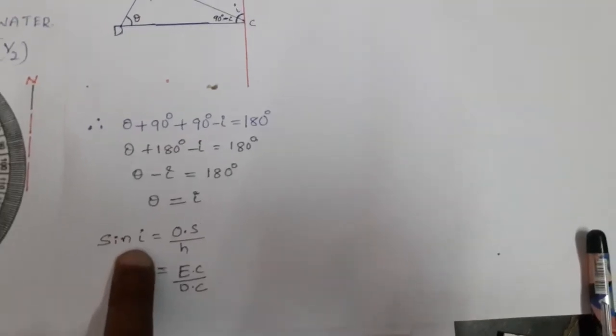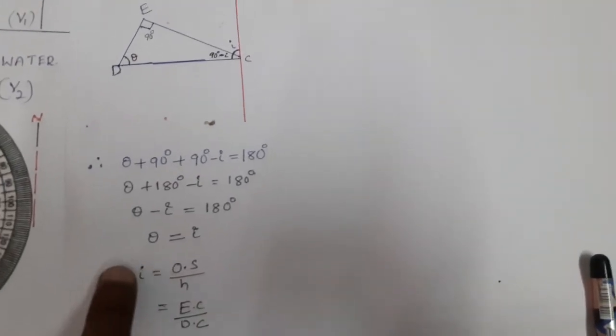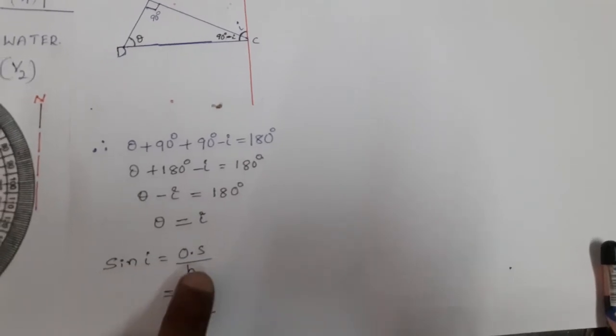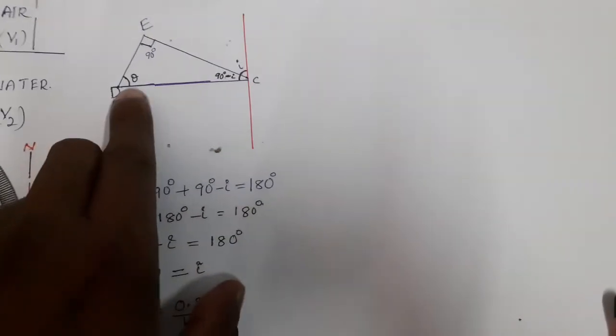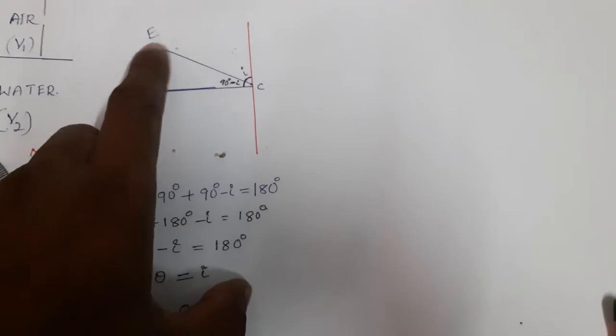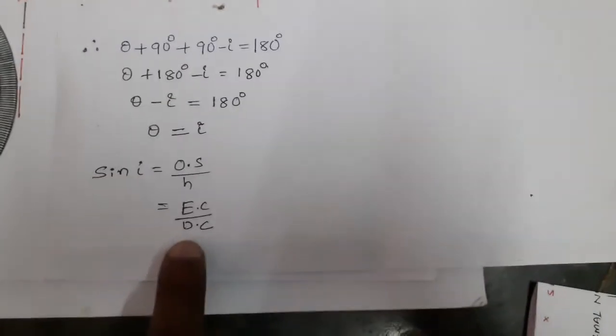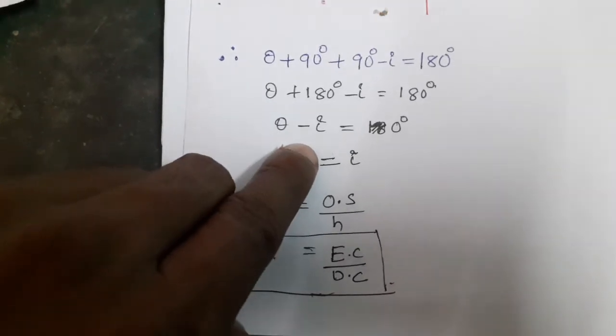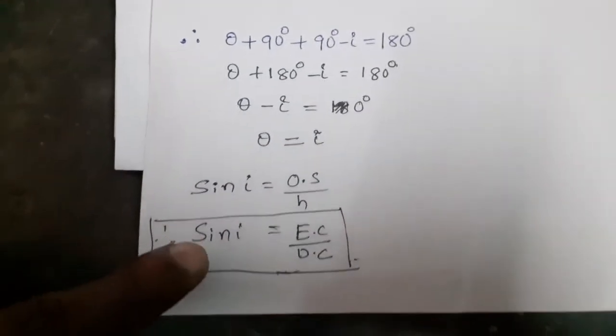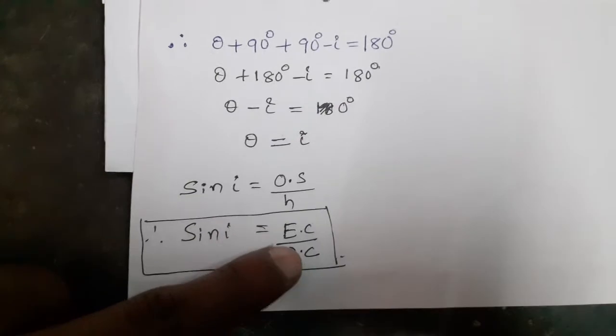I have already explained about sin theta. So sin I is equal to opposite side by hypotenuse. Then you can see theta is equal to I. So opposite side EC by hypotenuse DC. So sin I is equal to EC by DC. Here theta minus I is equal to 0. So we got sin I is equal to EC by DC.